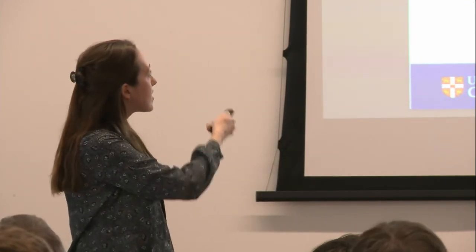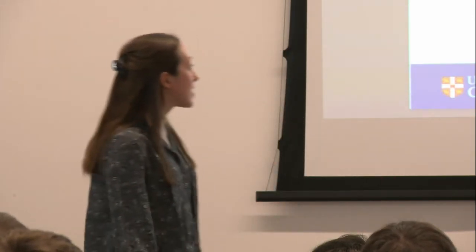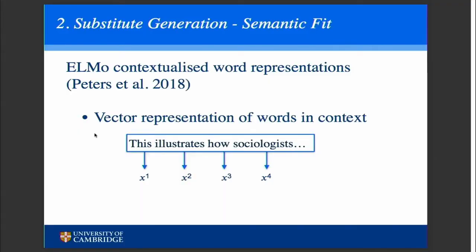So with regards to the semantic fit, we use ELMo contextualized word representations. ELMo is a deep recurrent language model that has been trained on a vast amount of data, so actually 5.5 billion tokens of text. And this network can produce vectors for words which are completely dependent on the context that the word is being used in. So it's very good for polysemous words because it's all about the context of the word. So in this example, we can get a vector for each word within this sentence.